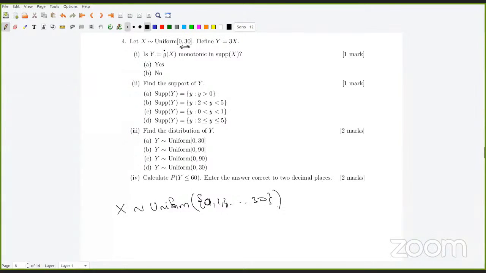So here we have given x is uniform 0 to 30. We have defined a new random variable y, which is 3 times x, y is equal to 3x. Now we have a set of 4 questions here. The first question is: is y equal to g of x monotonic in the support of x? What is monotonic? Either increasing or decreasing function.